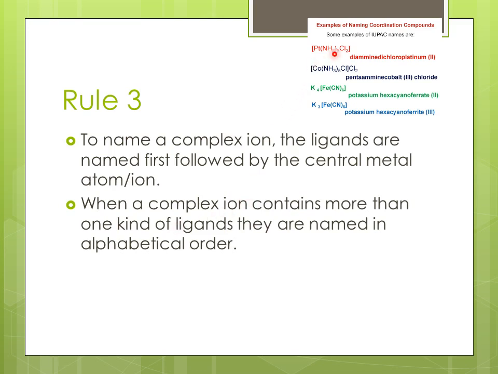So here you can see that there are how many ligands? Two ligands, NH3 and Cl2. NH3's name is amine, A-M-M-I-N-E. Cl's name is chlorido. The first letter of amine is A, the first letter of chlorido is C. So in alphabetical order, we will write the amine first.